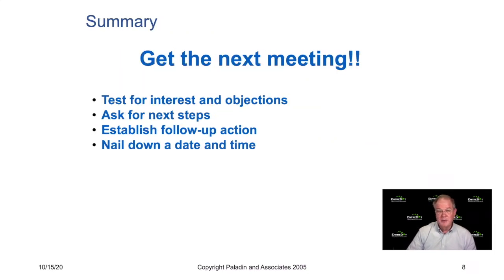At the end of the meeting with the investors, what you want to have happen is you get the next meeting. So you test their interest, and you've answered their objections. Ask them what the next steps would be. They'll tell you. And establish a follow-up action. Hopefully it's a meeting. It may be, we're going to commiserate and we'll get back to you, which means you're going to follow up with them later on. But nail down a date and time. Do the best you can to get a commitment for the next meeting without being too pushy and overbearing.